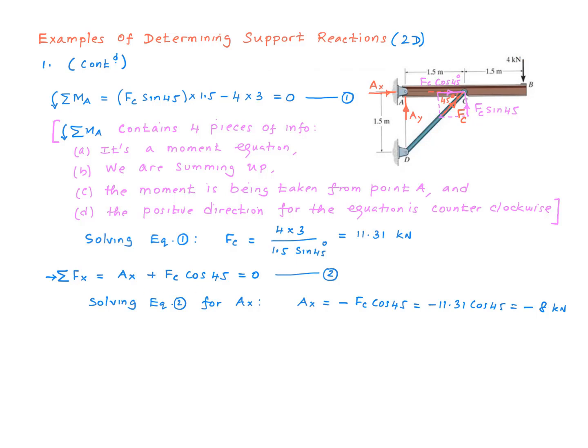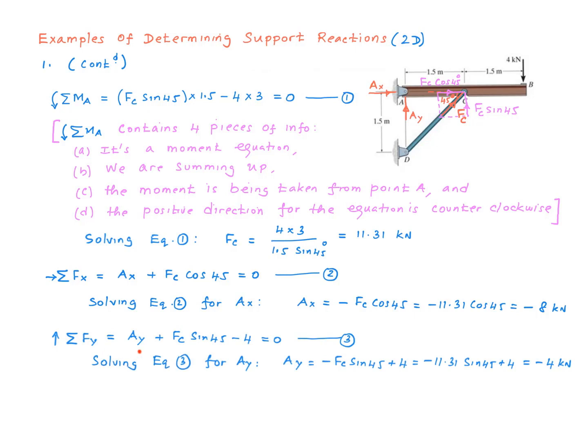So in this equation, we already know FC, and therefore this equation only has one unknown, which is AX. Now you go ahead and simplify that and find the number. So I get minus 8 kilonewton for AX. Now keep in mind, just as this symbol is important for the moment equation, this symbol right here is important for the force equation. It again has the pertinent information built into it.